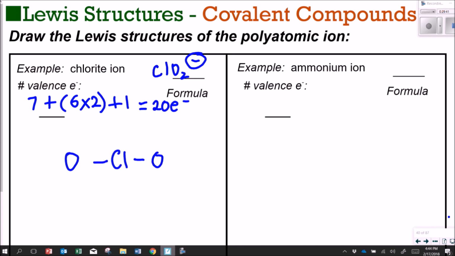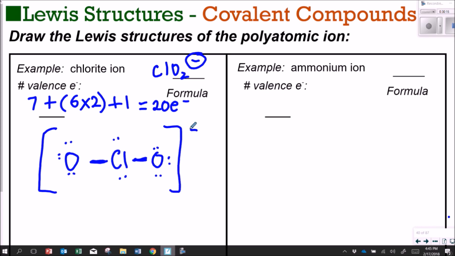I have already used 4 of the available 20 electrons. So 5, 6, 7, 8, 9, 10, 11, 12, 13, 14, 15, 16. I still have 4 electrons available, so I'm going to put those as lone pairs on the central atom. 17, 18, 19, 20. Now to show that it's an ion, I have to put the whole structure in a square bracket and put the charge.